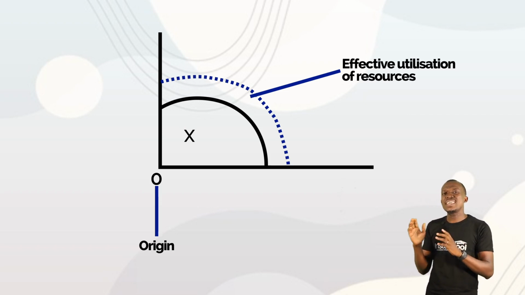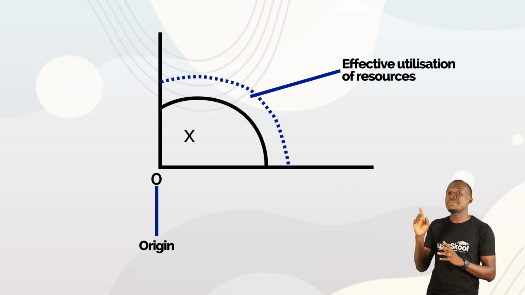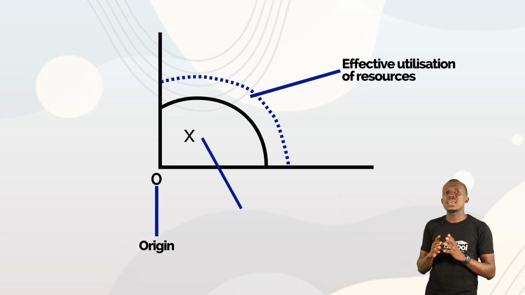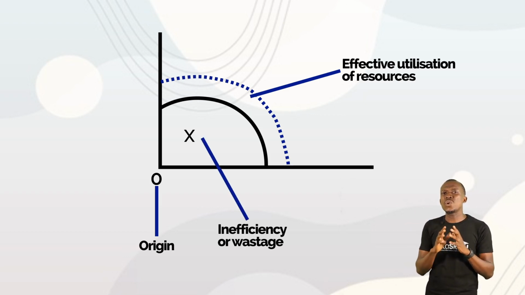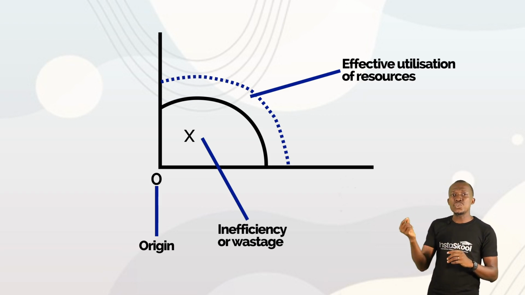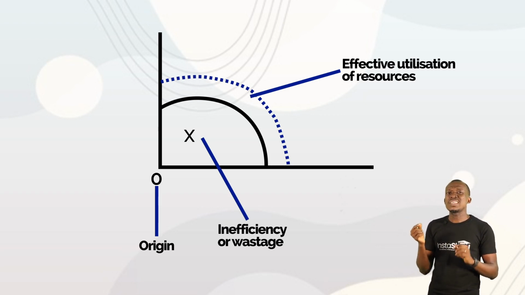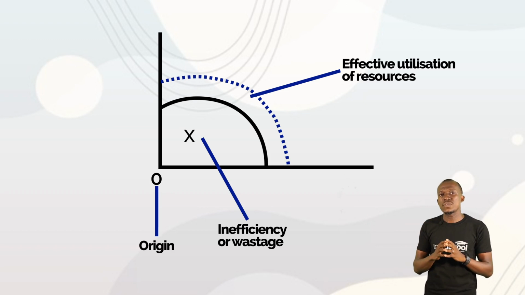All the areas inside the curve, marked by X, signify points of inefficiency or wastage. So if you are producing within this region, it means that you're not doing something right. And then areas outside the curve are production levels that cannot be achieved because of inadequate resources or inadequate technology.